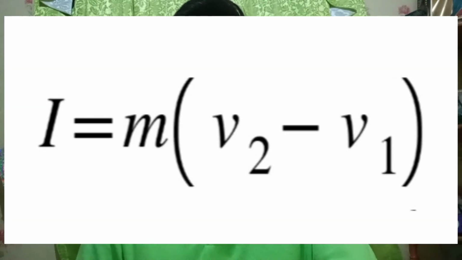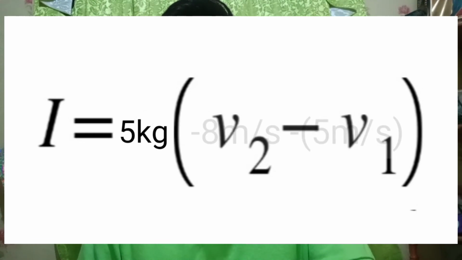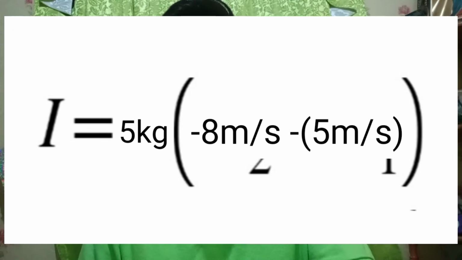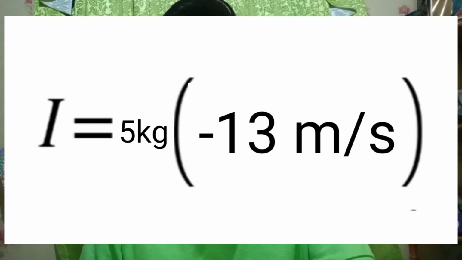Step number 3. The equation that we are going to use is impulse is equal to mass times final velocity minus initial velocity, or I is equal to m times v2 minus v1. Step number 4. We are now going to substitute the givens to the working equation. It will now become impulse is equal to 5 kilograms times negative 8 meters per second minus 5 meters per second. Negative 8 meters per second minus 5 meters per second is equal to negative 13 meters per second.